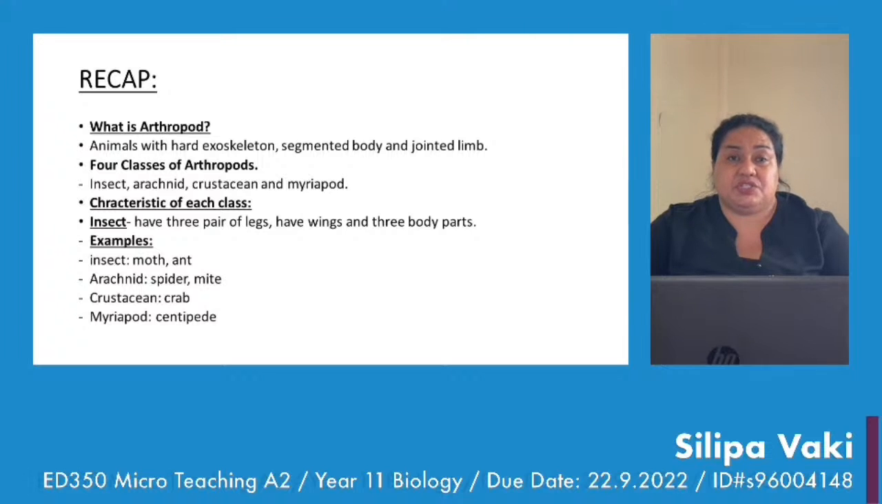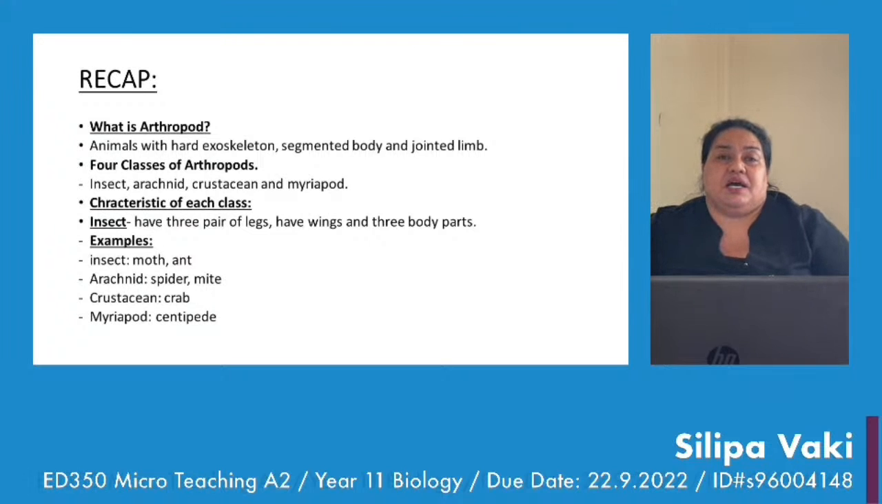What are the characteristics of the 4 classes of arthropods? Insects have 3 body parts, 3 pairs of legs, wings and antenna. Crustaceans have an exoskeleton with jointed legs. And the arachnids have 2 body parts and 4 pairs of legs with no antenna. And the last one is myriapods. They have thin, long, segmented bodies with many legs.